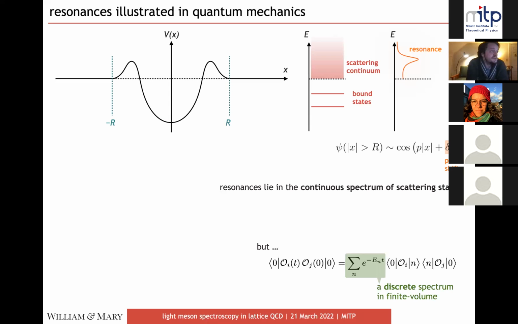But what I just told you is that in Lattice QCD, we'll be extracting a discrete spectrum of states. And of course, the simple reason for that is that we're working in a finite volume. And as soon as you work in a finite volume, you're applying some boundary conditions at the volume's edge. And that additional constraint is going to quantize the scattering continuum into a discrete spectrum.